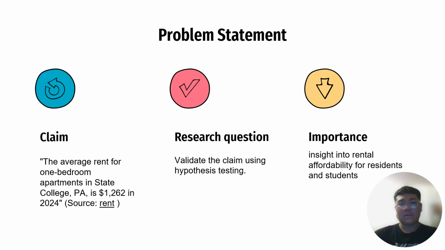Rental costs are a critical factor for both residents and students in State College. According to Rent.com, the average rent for a one-bedroom apartment in 2024 is $1,262. However, my goal is to test the claim that the true average rent is actually below $900, as this figure has been cited in older sources and local discussions about affordability.